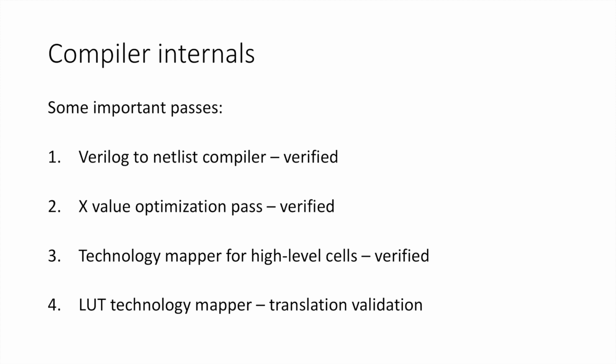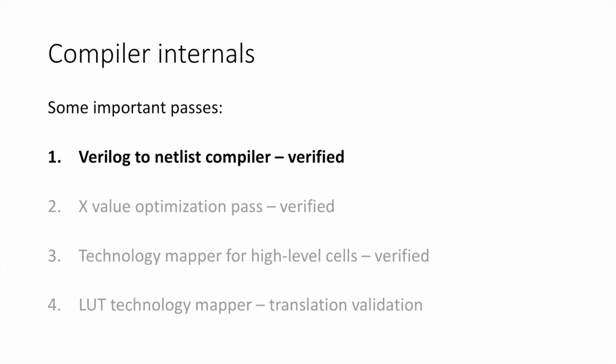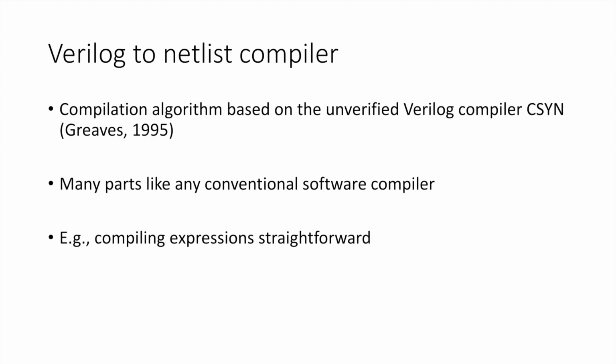So there are 4 important passes in Lutsig. The Verilog to netlist compiler, then an X-optimization pass, and also technology mapping for high-level cells, and then technology mapping for the remaining cells. So let's go over them one by one. First, the compilation to netlists.